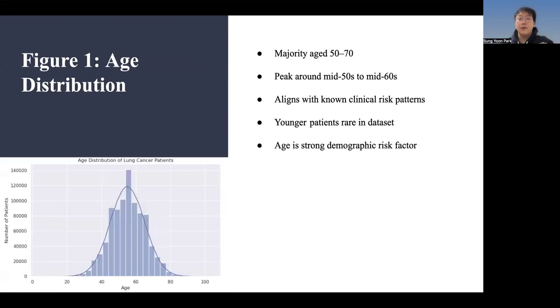Figure 1 shows the age distribution of patients. Here we see most individuals fall between their late 40s and early 70s, with a noticeable peak around the mid 50s to mid 60s. This aligns with well-documented clinical trends showing that lung cancer risk increases significantly with age. Younger individuals appear far less frequently, which reinforces age as a major risk factor in lung cancer incidence.